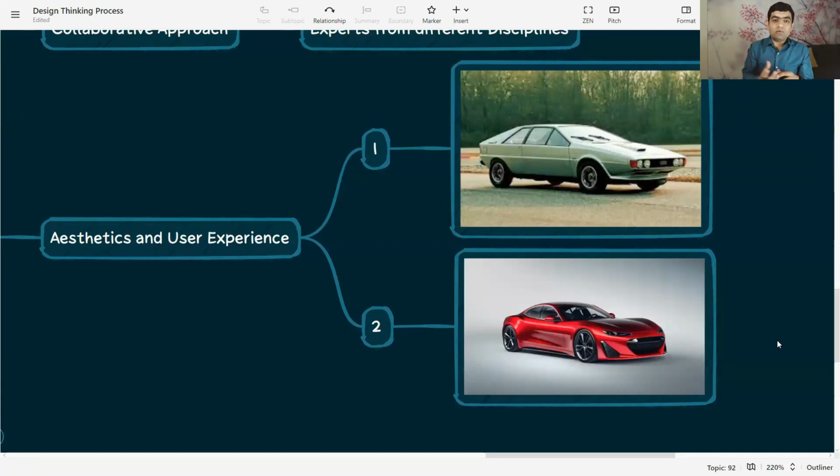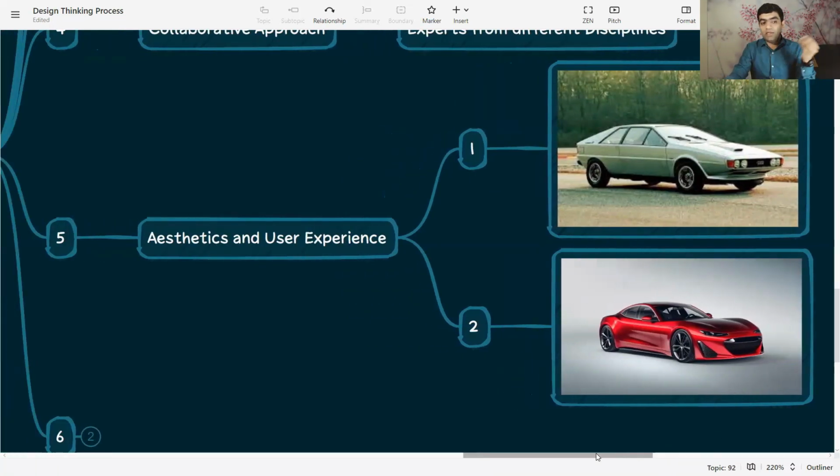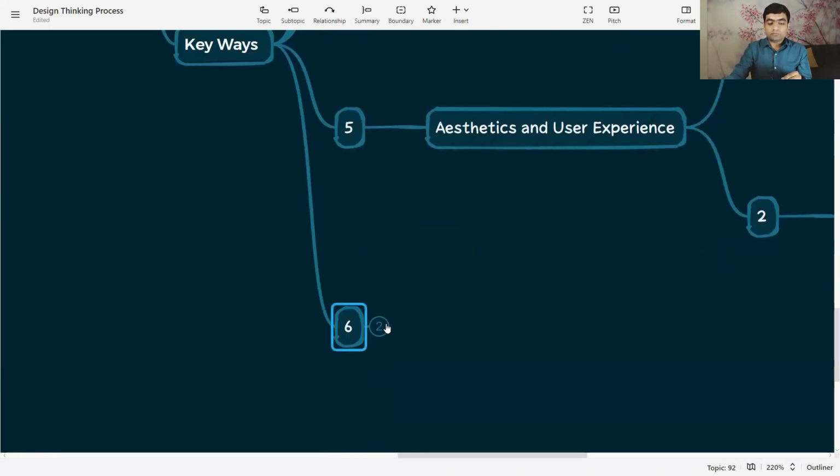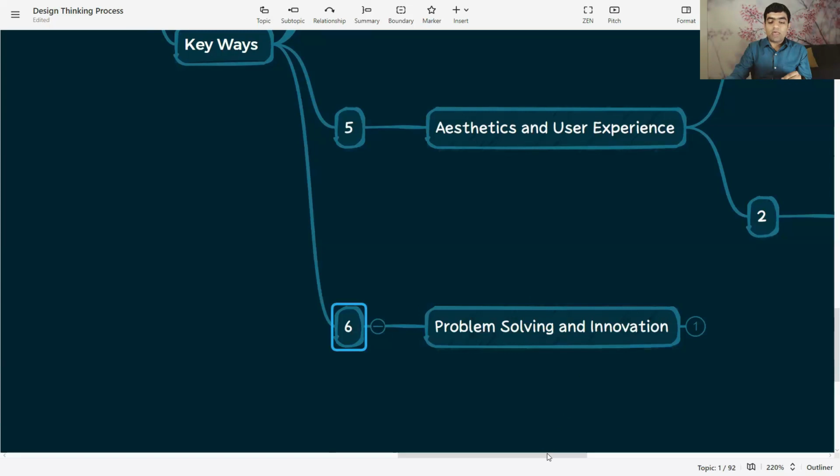Even if your design is good, even if it is meeting all the specifications, if the design is not good, then no one is going to buy it, right? So that is one of the key ways for the design thinking process. The sixth one is problem solving and innovation.